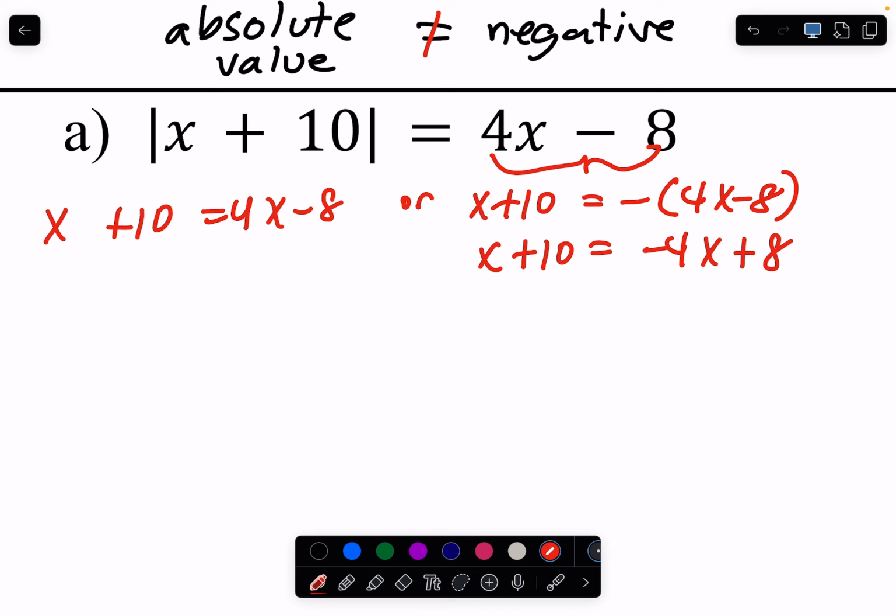Okay, now once we've got the two cases, we just got to jump in and solve it. Okay, so let's do it. So, or let's move things around. So let's subtract x from both sides. And then I'm going to have my x's to the right. So that means probably add 8 to both sides. And when we do that, we get 18 equals 3x. And we just divide by 3.